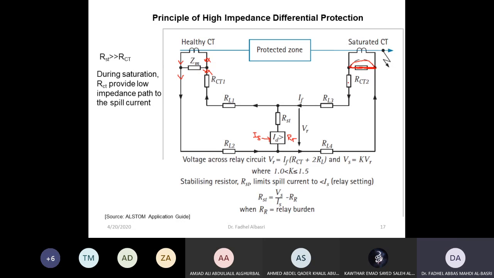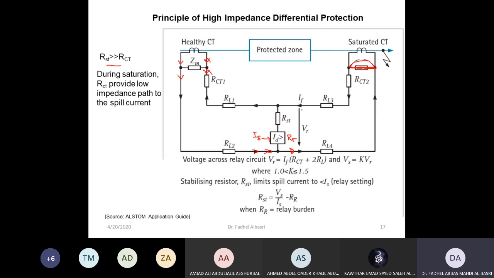Normally, if one CT is saturated, the resistance of the lead plus CT is much smaller. I want to choose this resistance much larger than this resistance. When you choose this, then the current that will flow here will not go here. It will go through this branch, which is in parallel with this branch. The current always flows in the least resistance branch. So I'll choose a resistance R as very large compared to the lead resistance and CT resistance. Okay. And as a result, now this current will be almost the same as this.